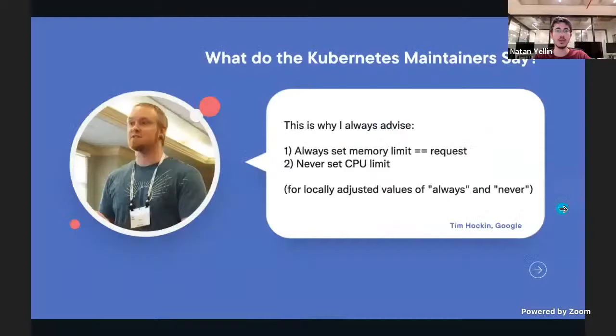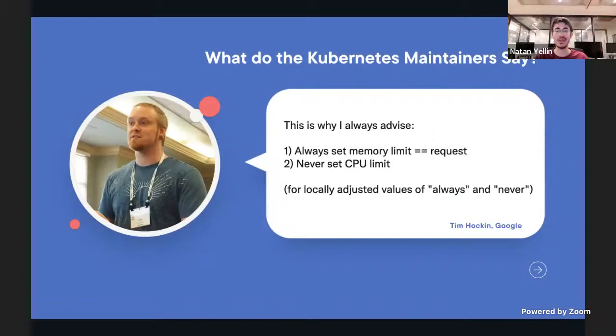Okay, so to zoom out now and explain that it's not just me here, I'm quoting one of the Kubernetes maintainers, Tim Hockin, who has also spoken a lot about this topic. This is from a tweet of his. It says, I always advise set memory limit equals request. Nope, he's talking about memory, not CPU, and we will touch upon that in just another moment.